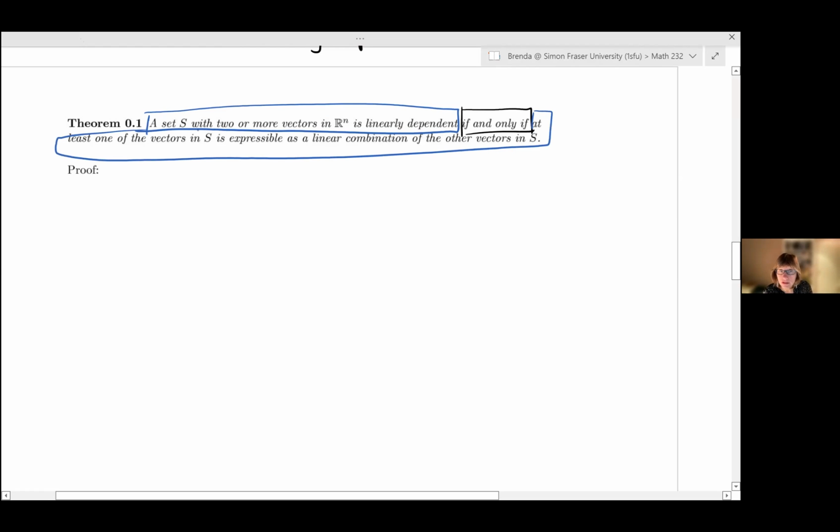When you have two statements connected by an if and only if, it means if the first statement is true, then the second statement will be true. It also means if the second statement is true, then the first statement is true. And in order to prove these, we prove it both ways. So what we do is we assume one of the statements to be true, and then we show that the other one follows. Then we assume the other statement and show that the first statement follows. Let's do this by example here. So going in one direction, this direction, we will assume S is linearly dependent.